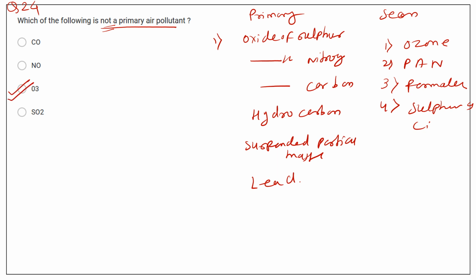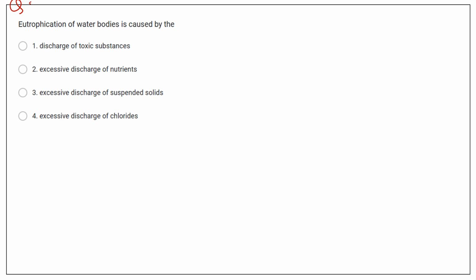The next question, then last question, question number 25. Eutrophication of water bodies is caused by. So this eutrophication is caused due to excessive discharge of nutrients. So here option number second is correct.